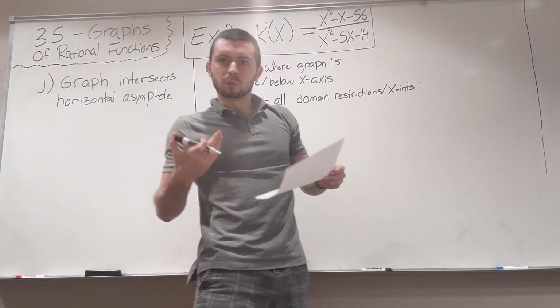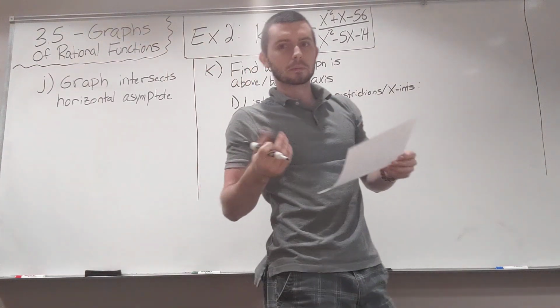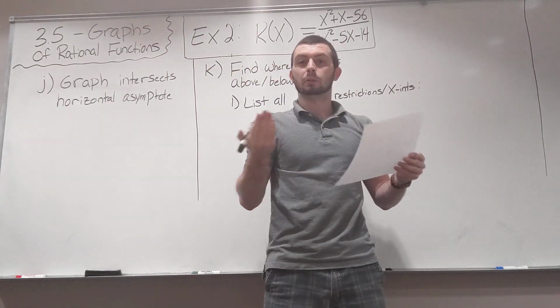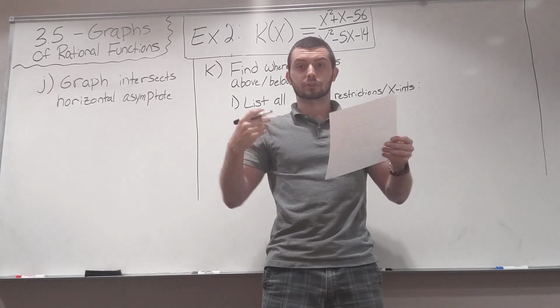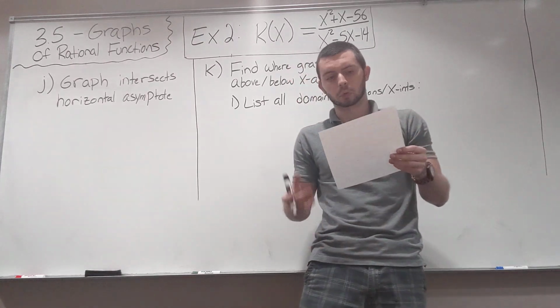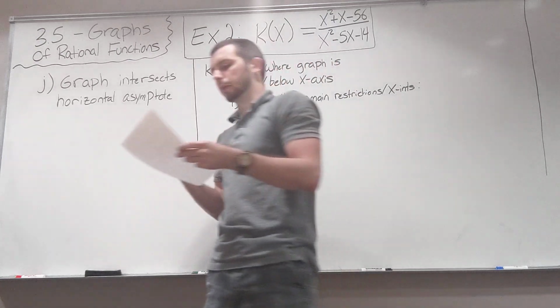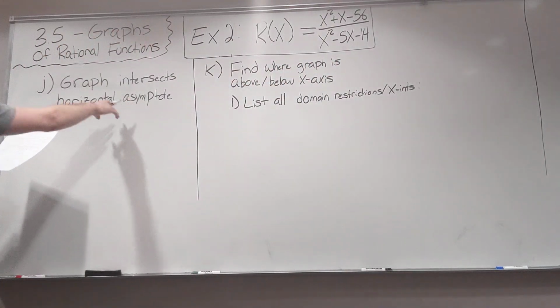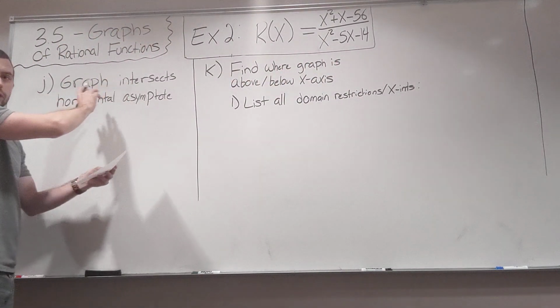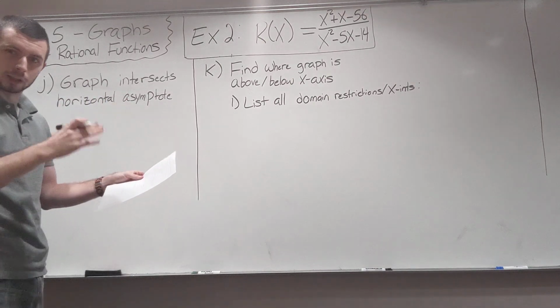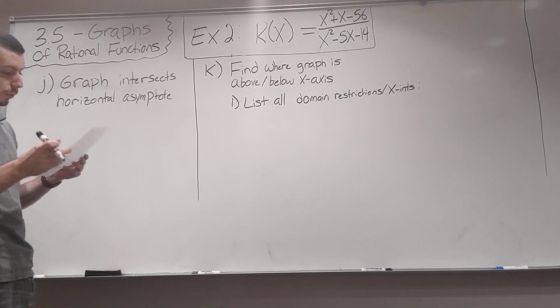So technically we move on to part I, but again, that talks about the oblique asymptote, and I'm just telling you that it doesn't exist. So we'll move on to part J. And part J wants to know when the graph intersects the horizontal asymptote. Again, we don't worry about the oblique asymptotes.